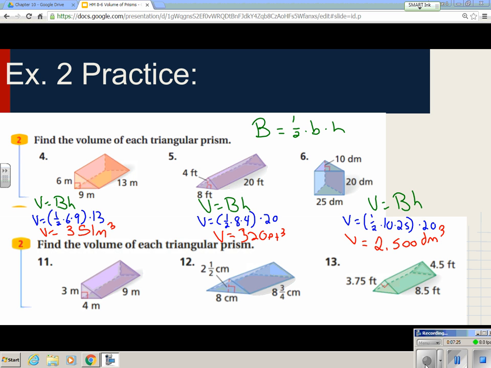All right, here are the answers you get after plugging and chugging. Number 4, 351 meters cubed. Number 5, 320 feet cubed. Number 6, 2,500 decimeters cubed. Those are the answers you should have gotten. If you got all three right, come on over and give me a high five.